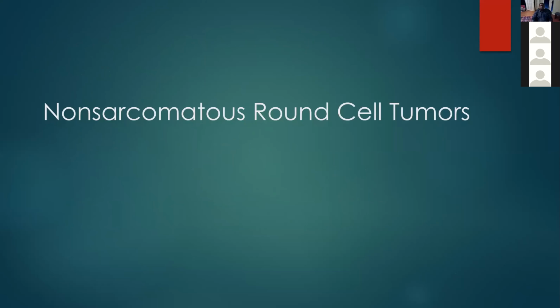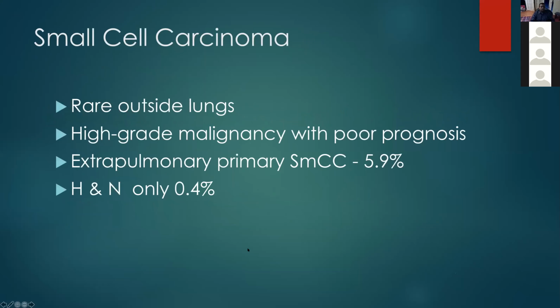So what are some of the non-sarcomatous round cell tumors? Let's talk about them. One of them is a small cell carcinoma. Now I'm done with the classification and giving you a general background. So the rest of the talk, I'm going to proceed at a slightly faster clip, okay?